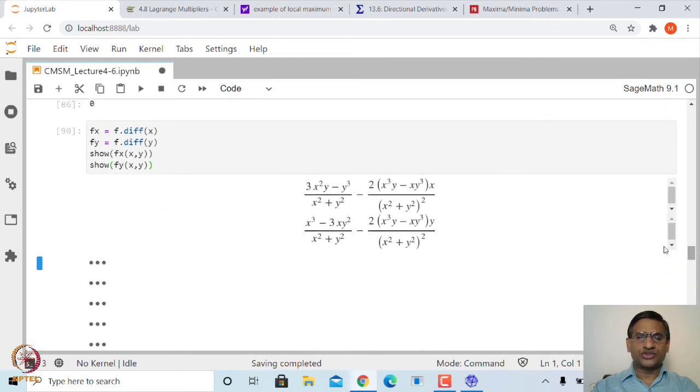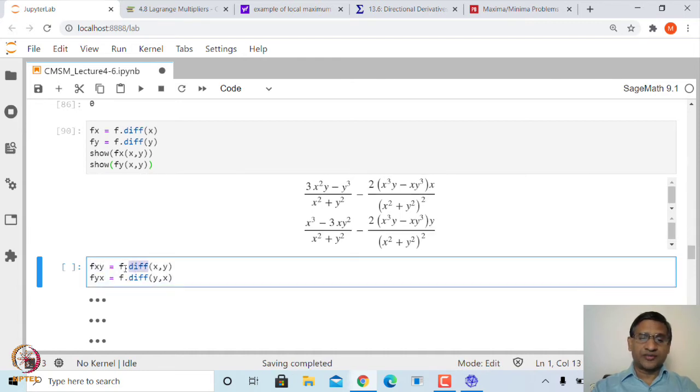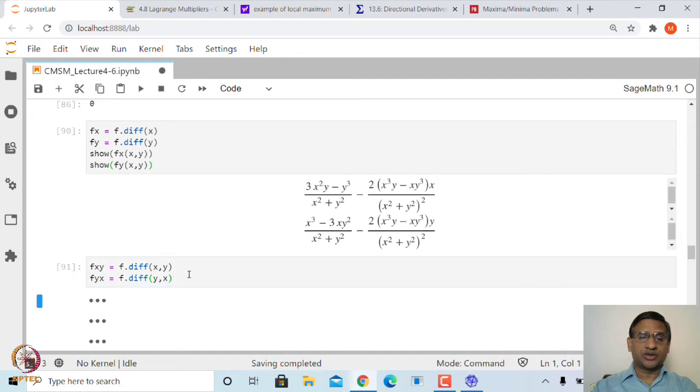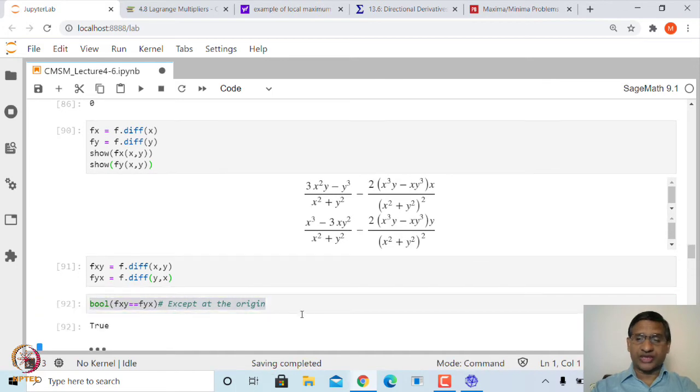Now suppose we want to check whether you can find the partial derivative of this with respect to x and y. So let us see. When we look at the second order partial derivatives, we can find f dot diff of x comma y and f dot diff y comma x. These are the mixed second order partial derivatives. These two actually exist at any point x, y other than the origin, and these two are actually going to be the same.